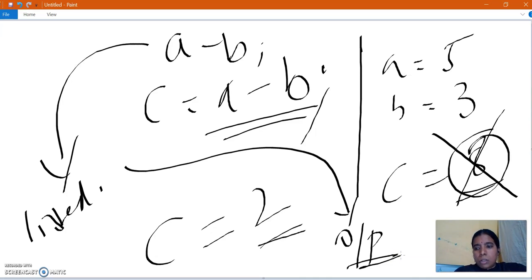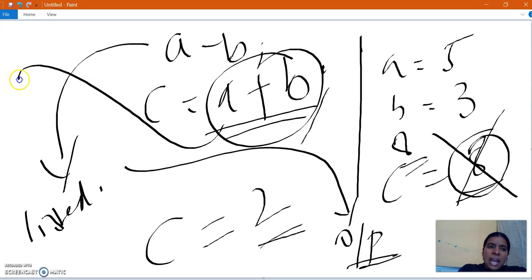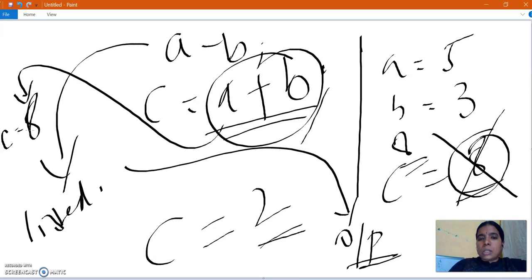But your answer does not match the right answer, which is 8, because the sum of 5 and 3 is 8, not 2. So you go back to your program, check the logic, and realize that instead of writing A plus B, we ended up writing A minus B. So we write A plus B again, and when you run the modified code, you get C is equal to 8. This kind of error is called a logical error, which is identified by looking at the output.